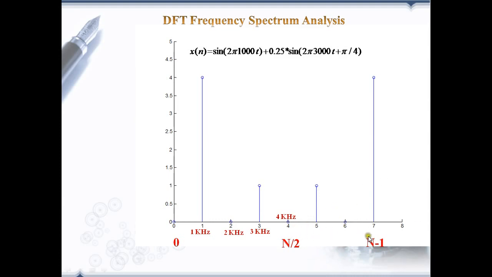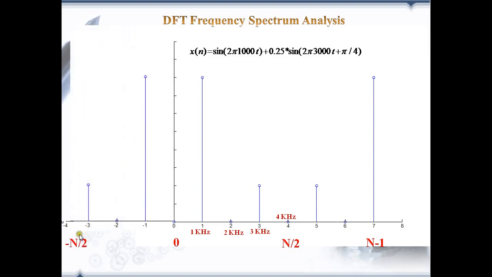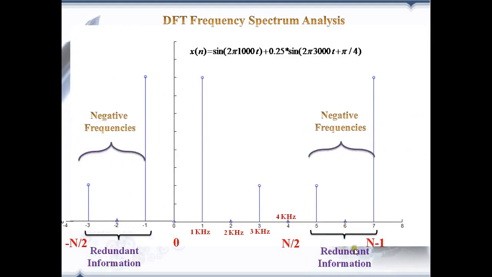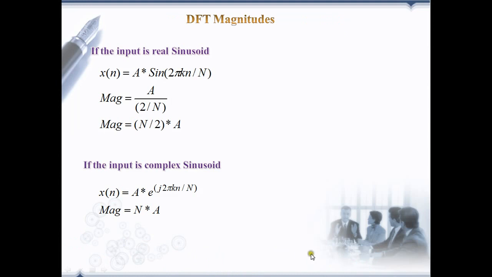As we know, the frequency spectrum of a discrete signal is periodic. That makes the negative frequencies between N by 2 and N minus 1 the same as between minus N by 2 and 0. The negative frequencies are redundant information, and the information that is present between 0 to N by 2 is the useful one.